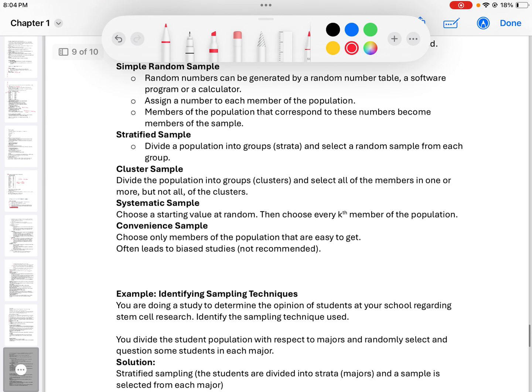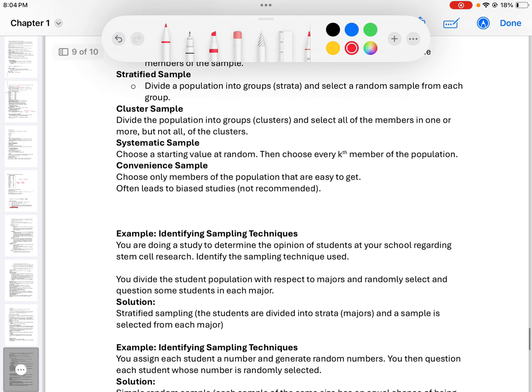We also have what's called a stratified sample. You divide people into strata and select the random sample from each group. Another type of sample is cluster. A cluster sample divides the population into groups or clusters and selects all the members in one or more, but not all, of the clusters. We also have what's called a systematic sample.